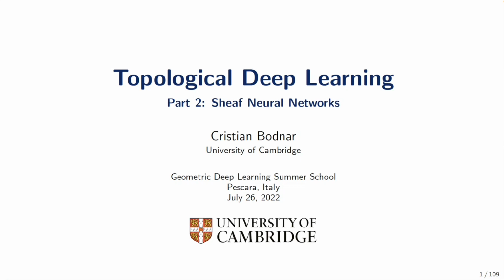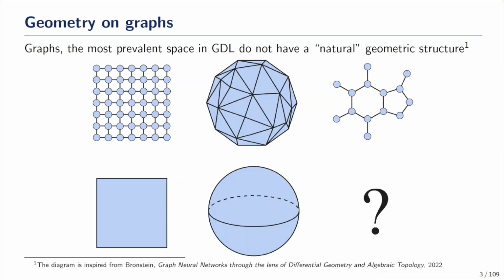So in this second part, we're going to talk about this very new topic, which is called Sheaf neural networks. The big picture is the one I was describing before. I was mentioning how graphs are essentially discrete objects. They don't necessarily have a continuous version. So how can we do some interesting things on these spaces, because we don't have much structure?